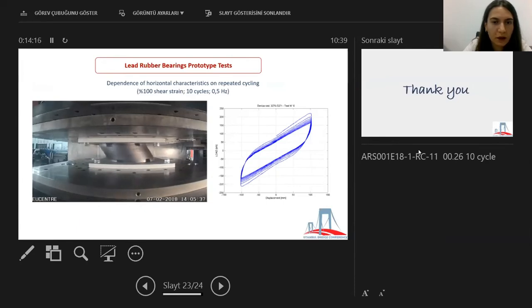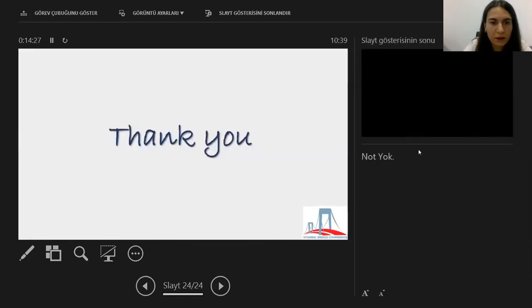On the right side, we see the force displacement curve of the isolators when this test is performed. Thank you very much for listening to me.